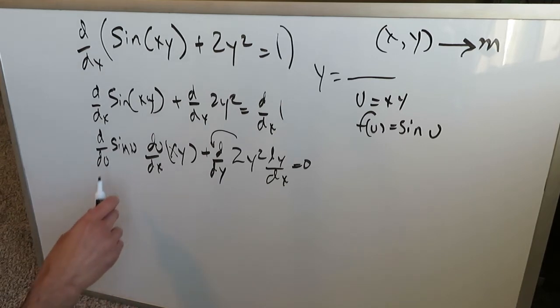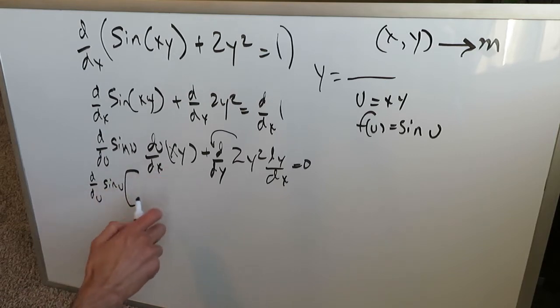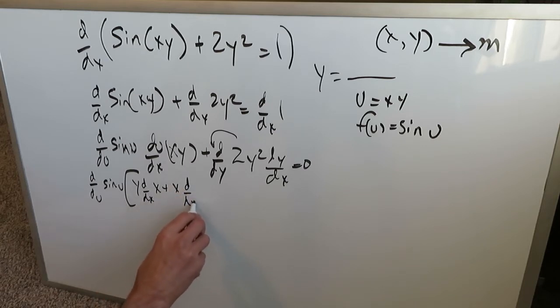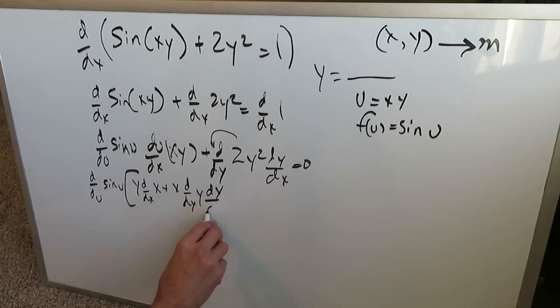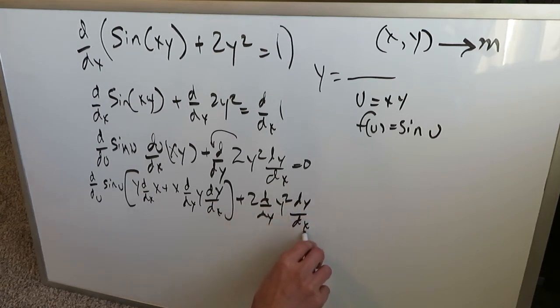Now we have to come over here and start solving. d over du of sine u, and we have to do the product rule over here. You have the g function multiplying by the derivative of the f function, and adding the f function multiplying by the derivative of the g function. And you see how I'm bringing these extra labels into place, plus 2 times the derivative of y squared, dy over dx, is equal to 0.